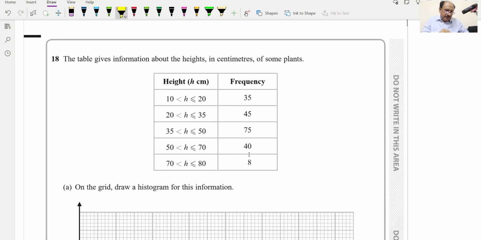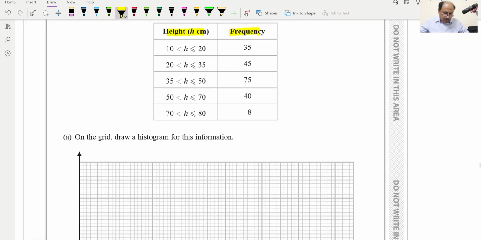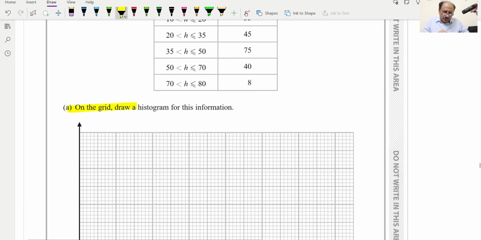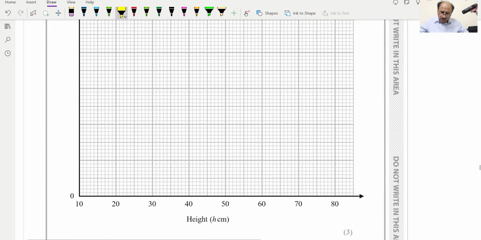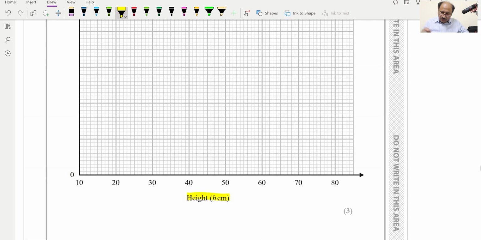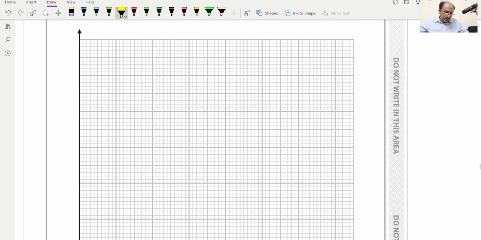Question number 18. The table gives information about the heights in centimeters of some plants. Height is provided, frequency is also provided. On the grid, draw a histogram for this information. For the histogram, height is provided on this side, and on the other side we know we have to draw frequency density. Frequency density we have to take along this y-axis.